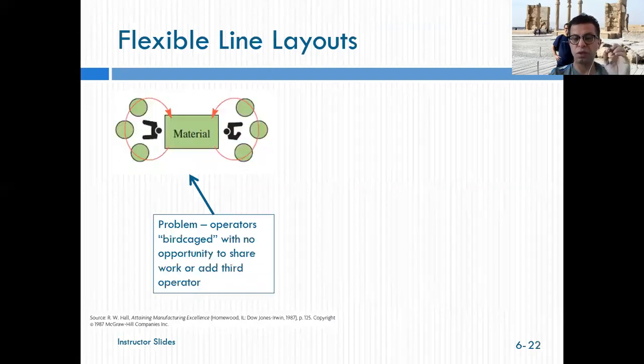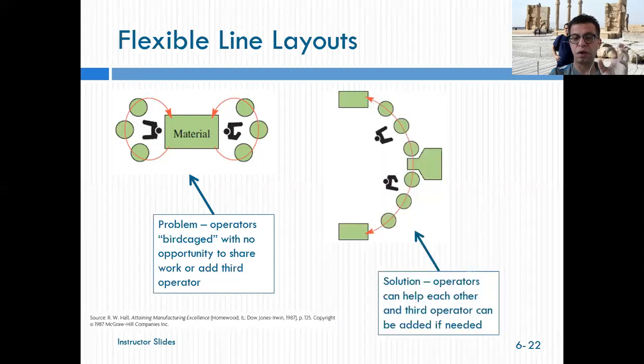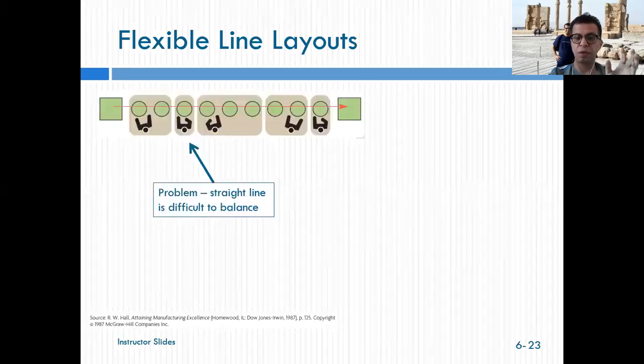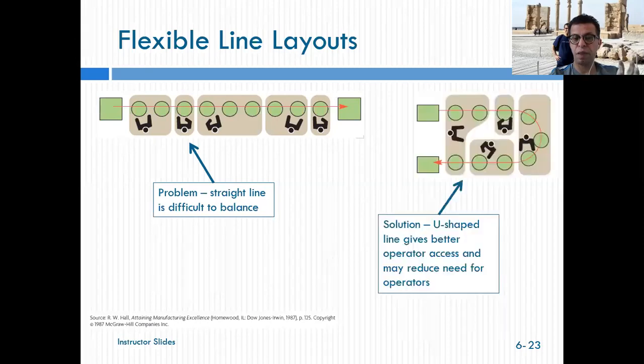Here is a situation where the workers are not connected to each other, and they are in a bird cage. They cannot add one more. But in this case, you can add one more if it's necessary. Here the problem is a straight line, which is difficult to balance between them. Here is a U-shaped line, so it's easier to balance the work between them. Each one will take the work and pass it to the end of the line.